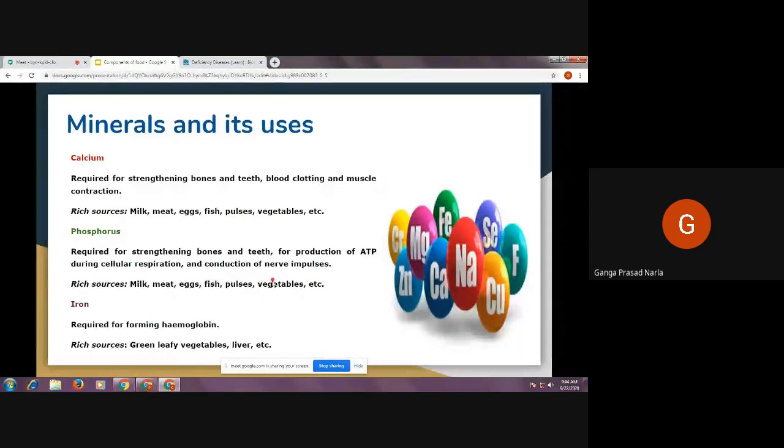So we get iron from green leafy vegetables like spinach, coriander, mint. Okay, so we get iron from green leafy vegetables and liver. Is it clear? Yes, sir. It's clear. Shall we go to the next slide? Yes, sir.